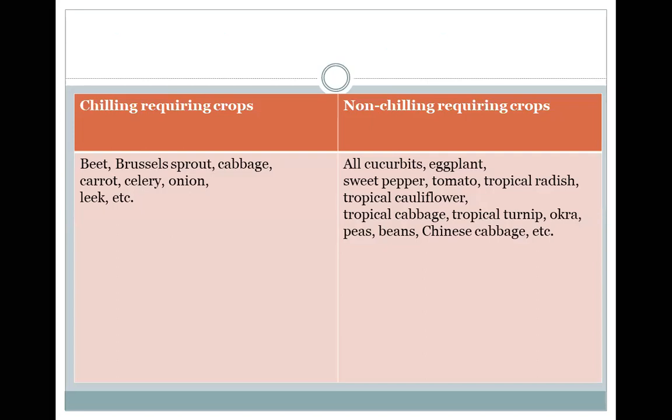So here are examples of some chilling requirement crops and non-chilling requiring crops. The chilling requiring crops are beet, Brussels sprouts, cabbage, carrot, celery, onion, leek, etc. And non-chilling requiring crops are all the vegetables of tropical and subtropical areas or warm season crops. They do not require any chilling, right? So all the cucurbits, eggplant, sweet pepper, tomato, tropical radish, tropical cauliflower, tropical cabbage, tropical turnip, okra, peas, beans, Chinese cabbage, these all crops do not require any chilling hours or any vernalization, right?